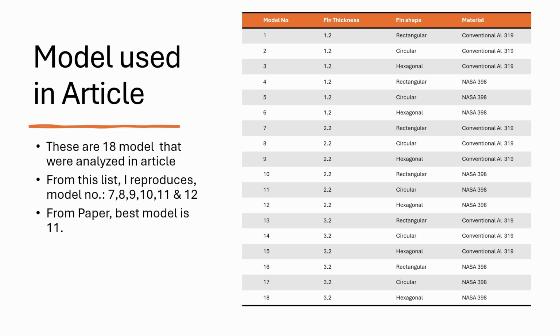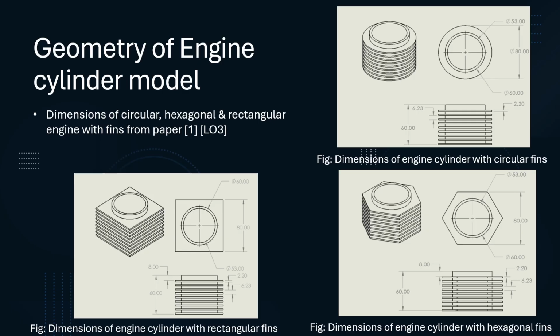Let's go. This is done in the article for different thicknesses, and I am going to do 7 to 12. From the paper, the best is the 2.2 mm circular fin of NASA 398, and I am going to verify that with my own analysis. This is the geometry. For the circular, hexagonal, and rectangular fins, you can just copy it and try it yourself.